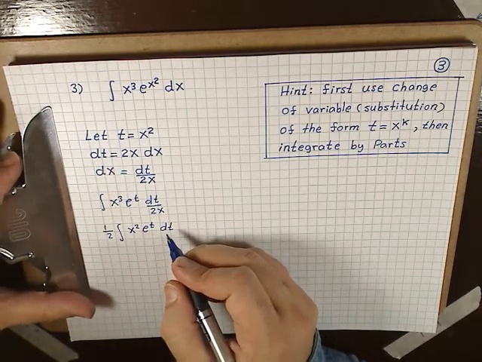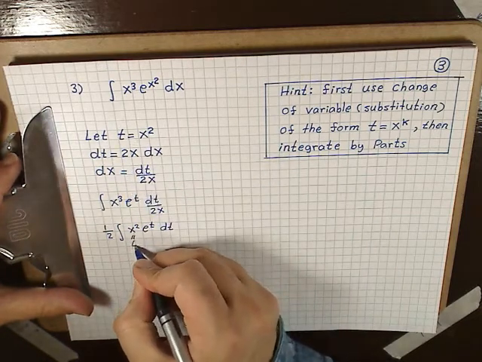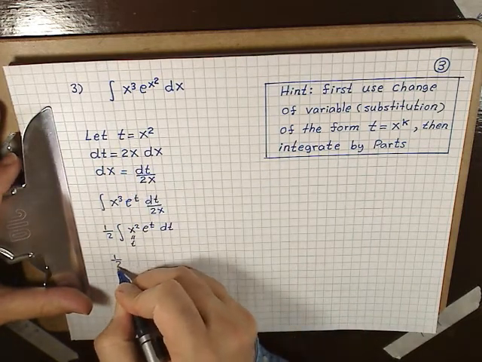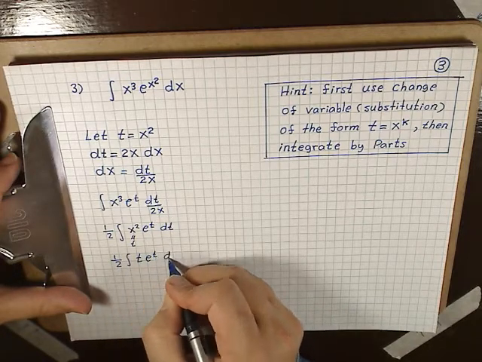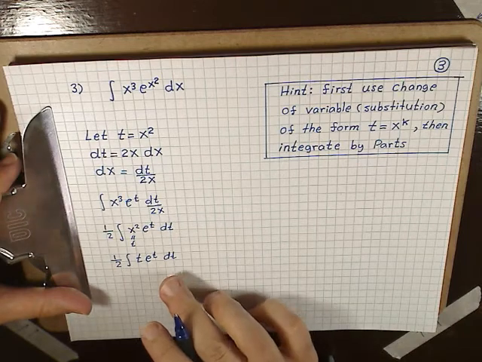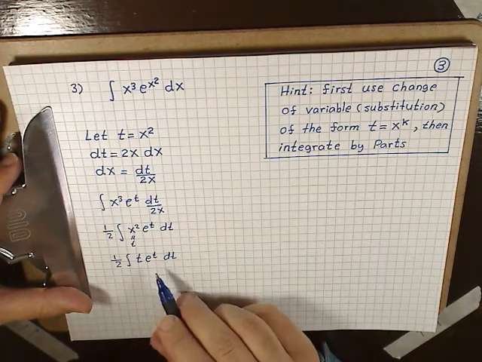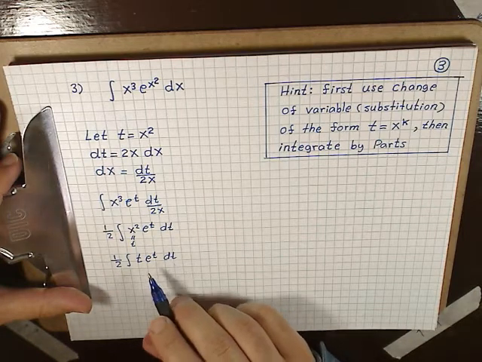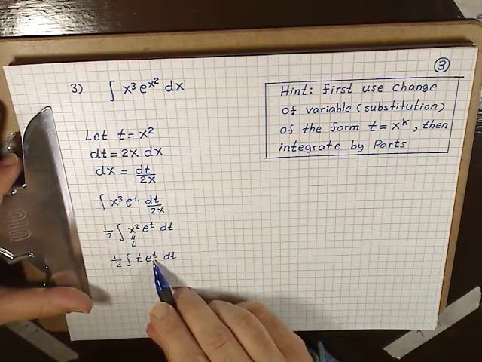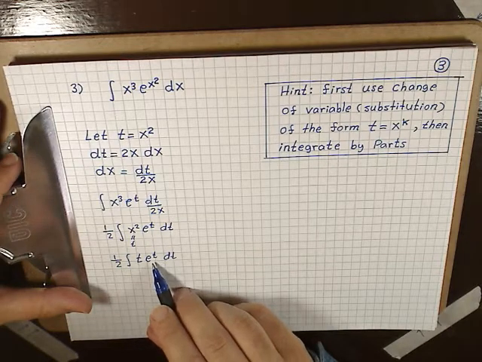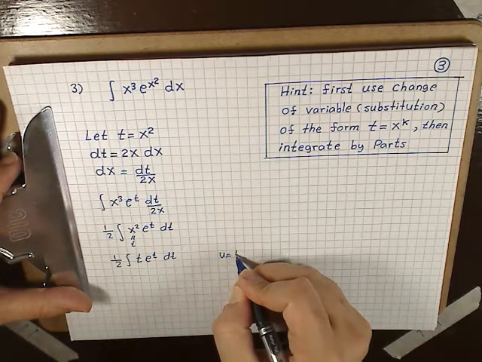Now let's solve for x squared. x squared is equal to t, so we'll write that in. We get 1 half the integral of t e to the t dt. Now this is a pattern where we can apply integration by parts. Choose u easy to differentiate, choose dv easy to integrate. t is easy to differentiate, e to the t is easy to integrate. In fact, they're both easy to differentiate and integrate. So we'll let u be the polynomial, let u be equal to t.